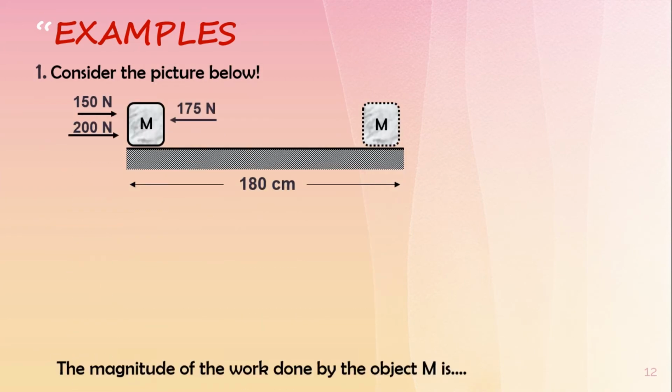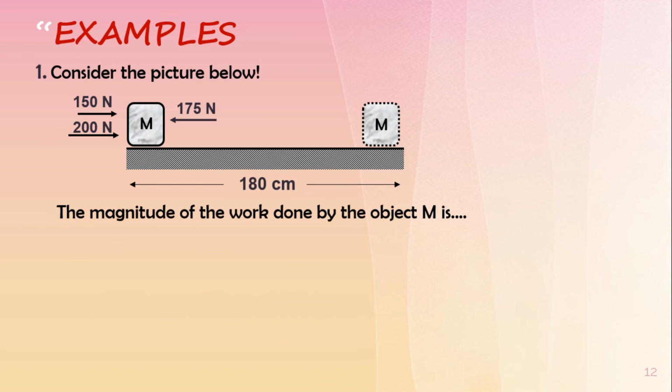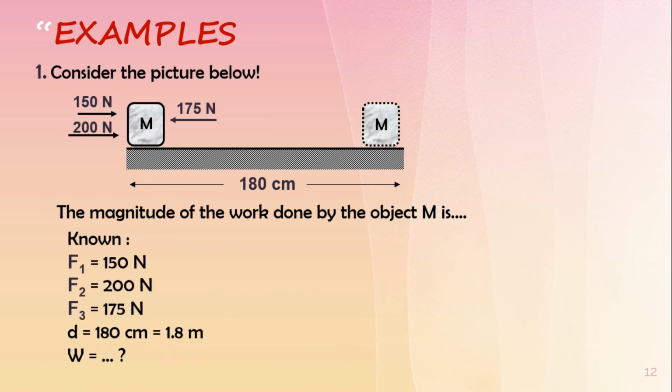For example, number 1. Consider the picture below. The magnitude of the work done on the object M is known. F1 equals 150 newtons to the right. F2 equals 200 newtons to the right. F3 equals 175 newtons to the left. Displacement or D equals 180 centimeters equals 1.8 meters. Unknown: work.